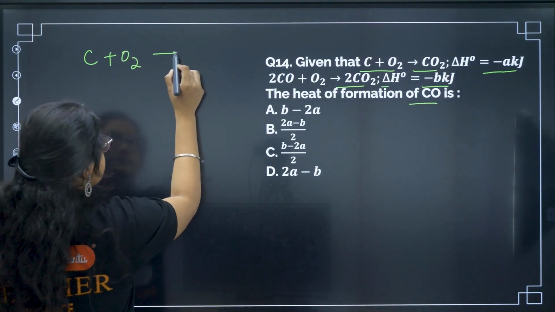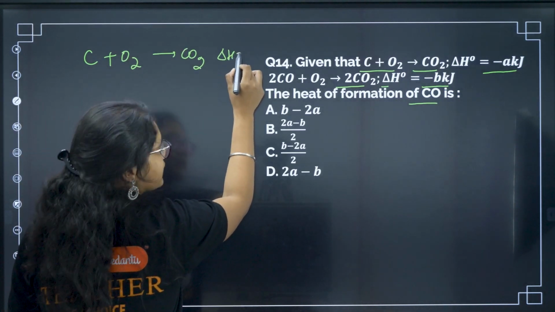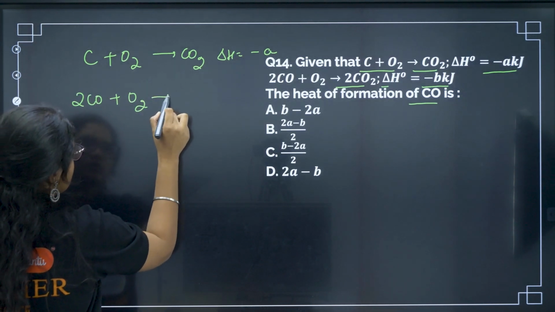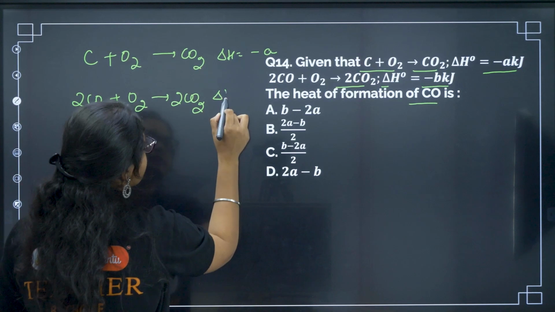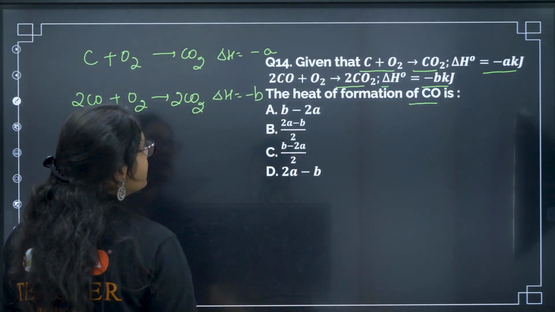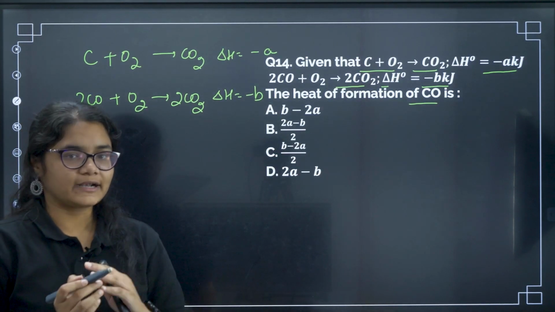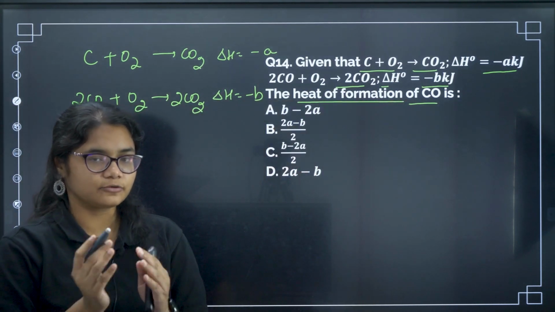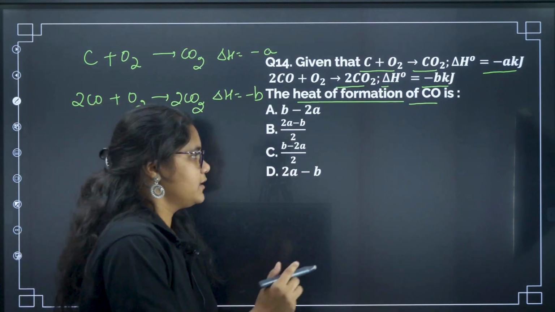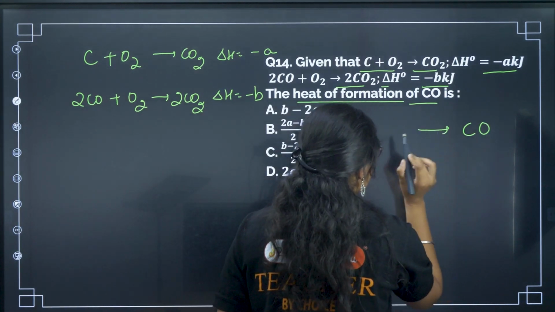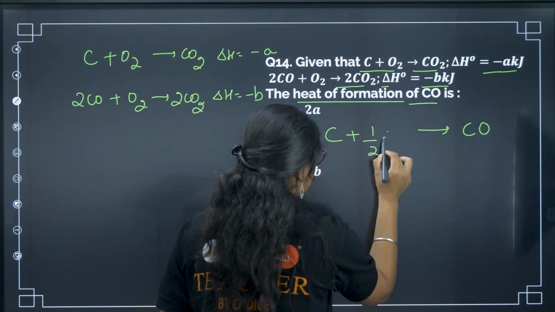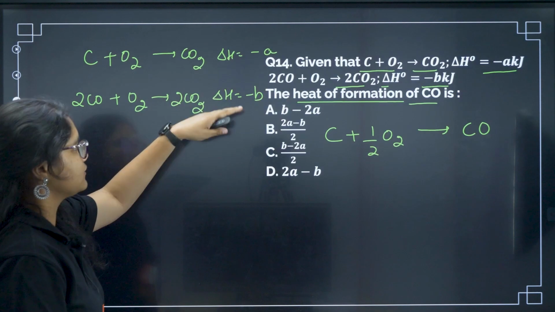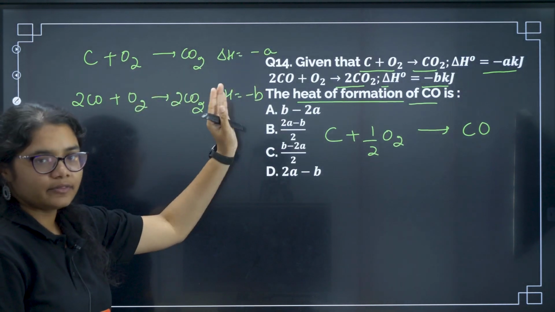C plus O2 gives CO2, delta H value here is minus A, and then we have 2CO plus O2 gives 2CO2, delta H value here is minus B. Okay. Now the heat of formation of CO, so first you have to write the required equation. So according to the definition of heat of formation, 1 mole of CO should form from the elements in their native state. So if you want to form 1 mole of CO, we have to take carbon and half of O2, right? So now you have to arrange these equations to get this equation, and then the same operations you have to do on the enthalpy also.